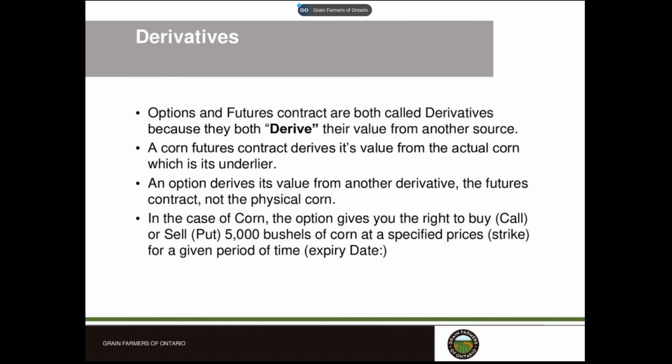And I could actually get a receipt or pick it up. Same with the gold. But now an option is not an option on the corn. It's an option on the contract on the corn. So we have two stages of derivatives. They're both derivatives and they're not the real product.